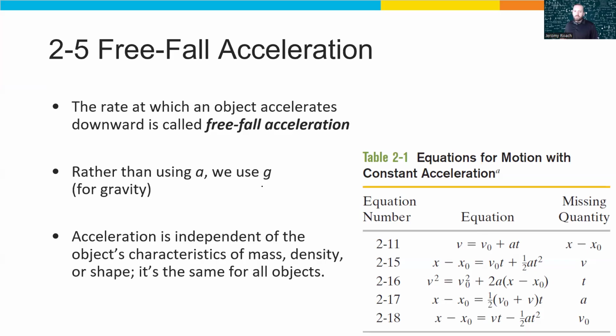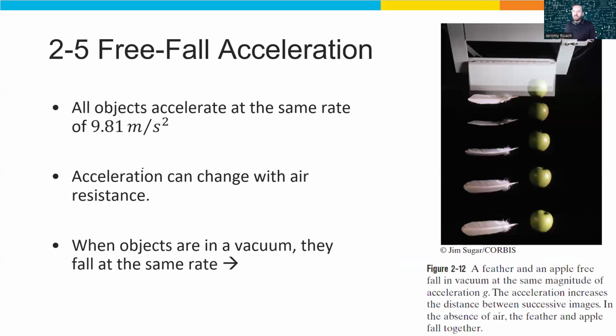Acceleration is independent of the object's characteristics of mass, density, or shape, so it's the same for all objects. All objects accelerate at the exact same rate when they're in a vacuum. If something is falling like a feather versus an apple, just in everyday life, of course the apple's going to fall and hit the ground first because of the air resistance that's preventing the feather from hitting the ground. But if it were in a vacuum and there was no air at all, they would both fall and hit the ground at the same time.